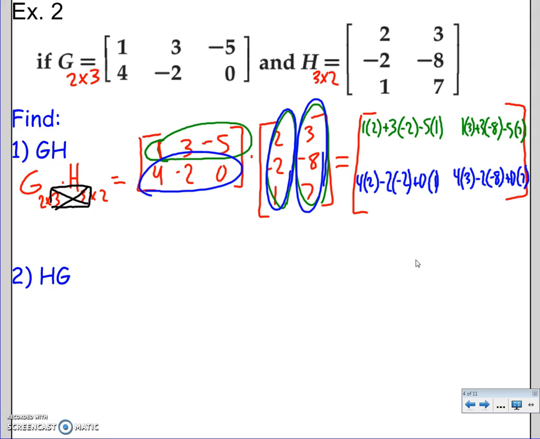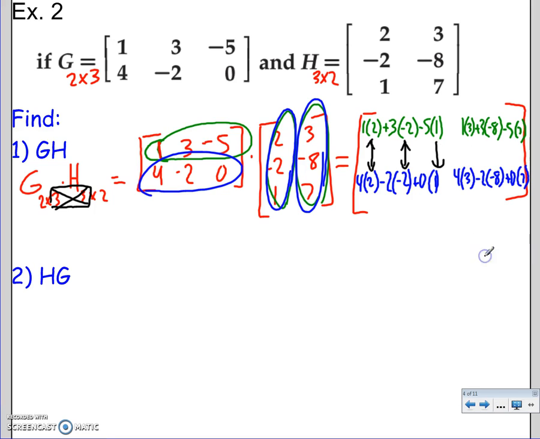Now, if you notice, the numbers in parentheses stay the same. So these are still the same 2s. These are still the same negative 2s. These are still the same positive 1s. These are the same positive 3s, negative 8s, positive 7s. The numbers in parentheses will not change. It's just the number in front.